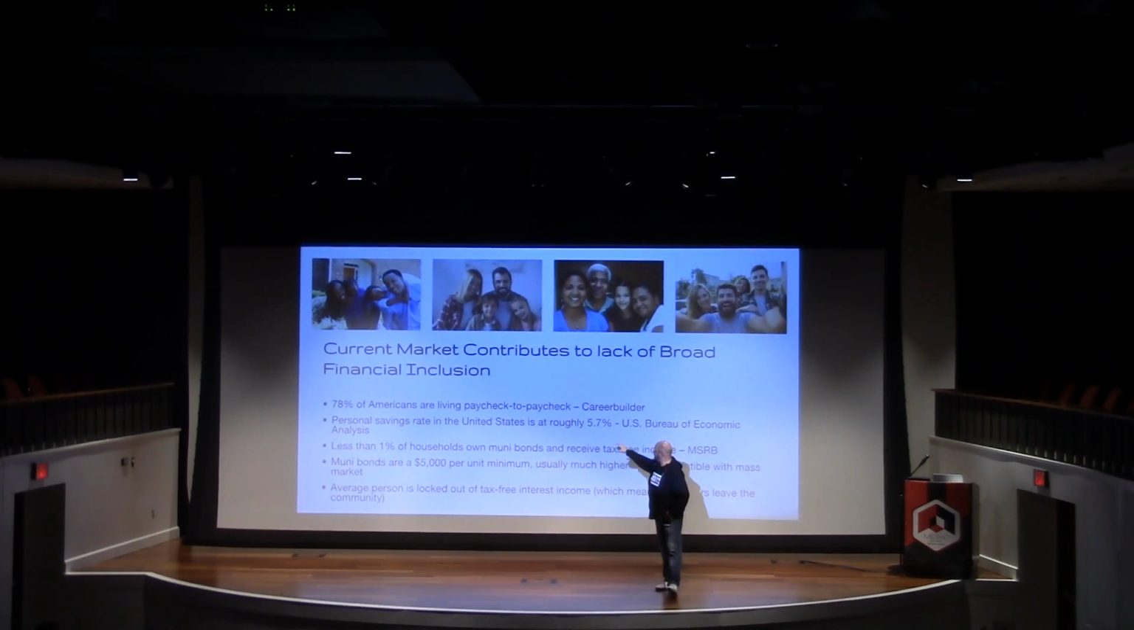So 78% of Americans are living paycheck to paycheck. We all know this. The savings rate in America is $5.70 out of every $100 earned going into a savings account. It's terrible. It's absurd. Less than 1% of households in the United States actually own municipal bonds and own this public debt because of the $5,000 minimum ticket to enter. We're hoping to change that. The average person is locked out of that income.